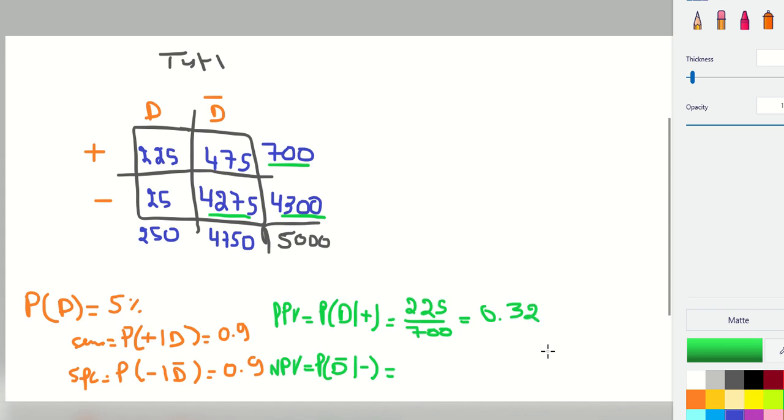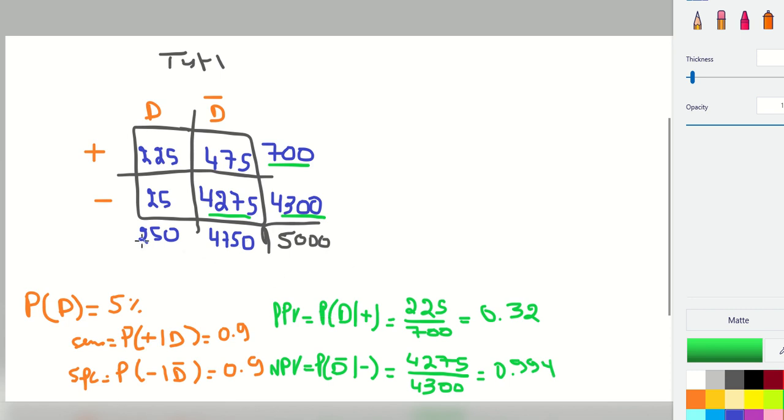And only 32%. What is the probability if the woman tested negative that she's actually healthy? So I'm going to only look at those. Okay. So my total is 4,300. And how many are actually healthy? That's the 4,275. And if you do the calculation, you're going to get 0.994.